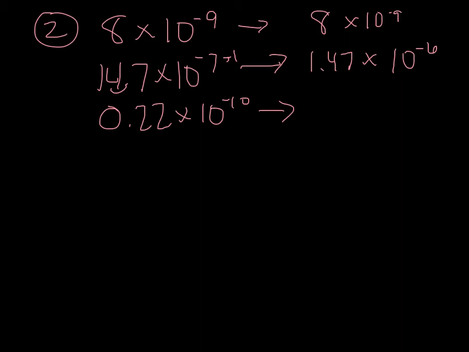Okay, and then I need this one to be 2 and 2/10 times 10. Okay, so I moved it. I went from 0 up to 2. So my number got bigger. That means I need to subtract. So I need to do negative 10 minus 1 because I moved it one spot. So it will be to the negative 11th spot.